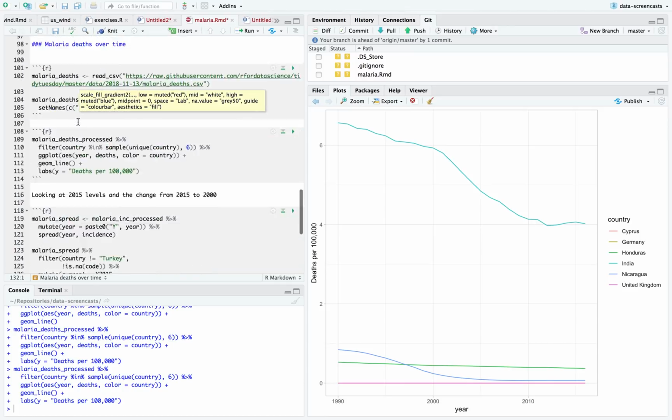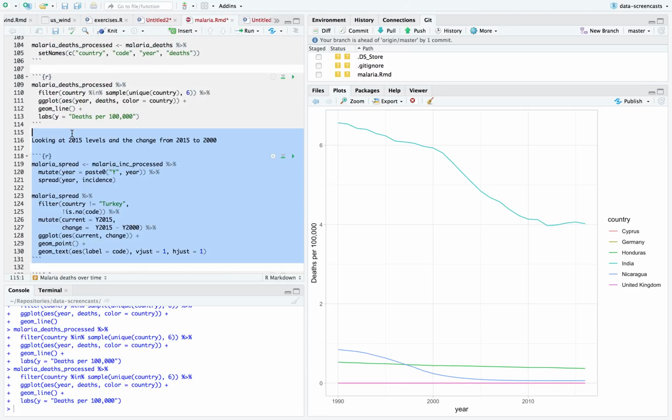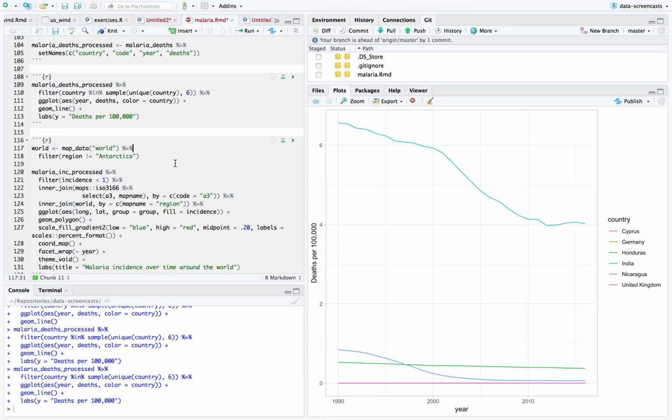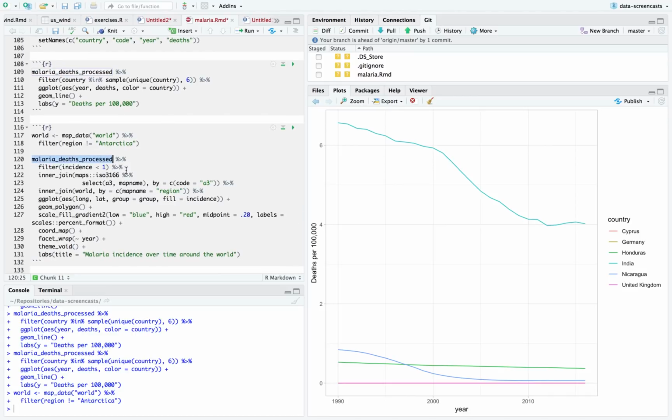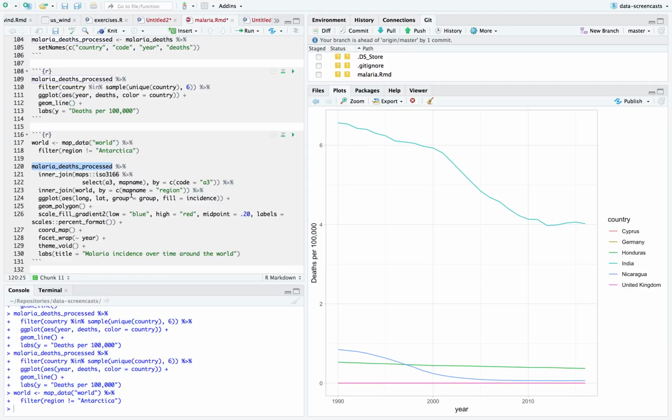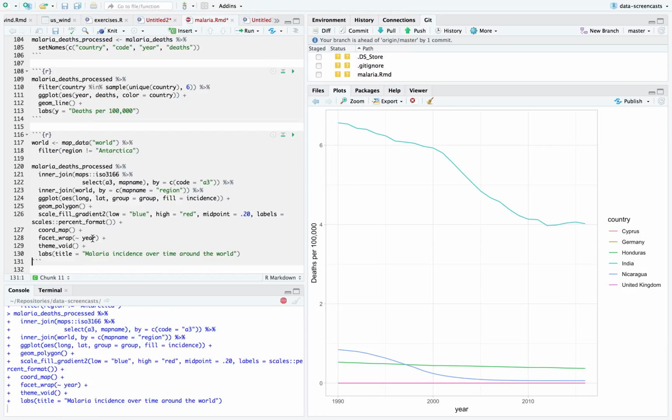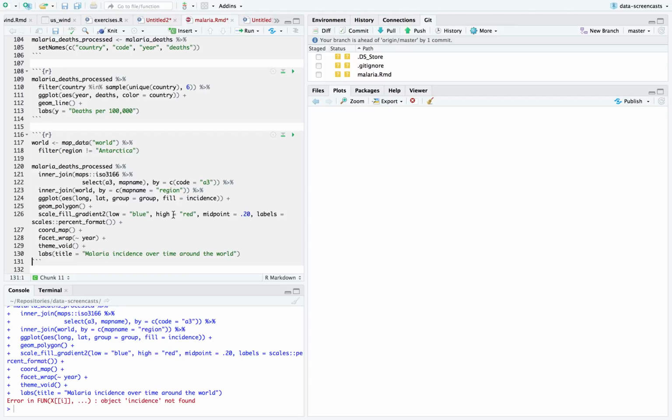Did I copy paste everything? Good. I copy pasted everything. Okay. I'm going to take our world data. I'm going to take the deaths processed. And I'm going to join it with the maps. I graph it. I can still make this. Ooh, I can't make this graph. Instead of incidence, I need deaths.